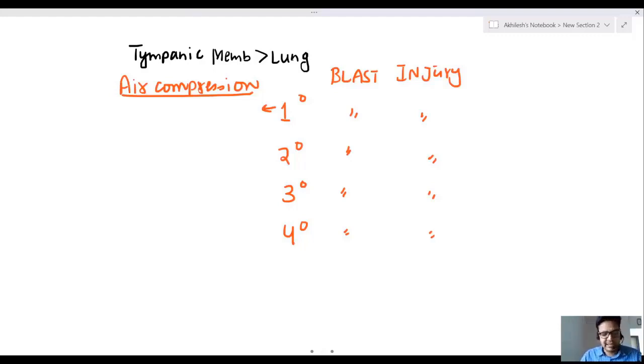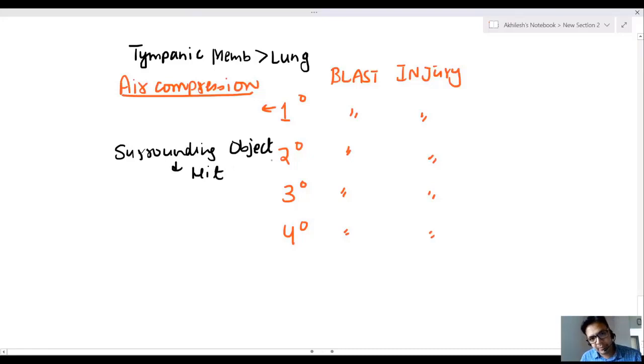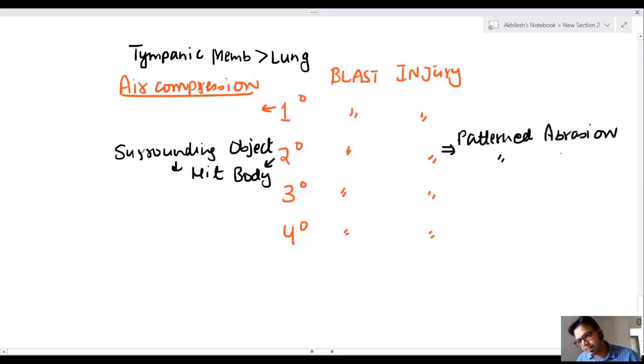Now, what is secondary blast? In secondary blast, all surrounding objects will hit your body. So, from hitting of the body, there will be pattern abrasion, pattern contusion, and pattern laceration. Doctor Sahab, this triad is known as Marshall's triad.